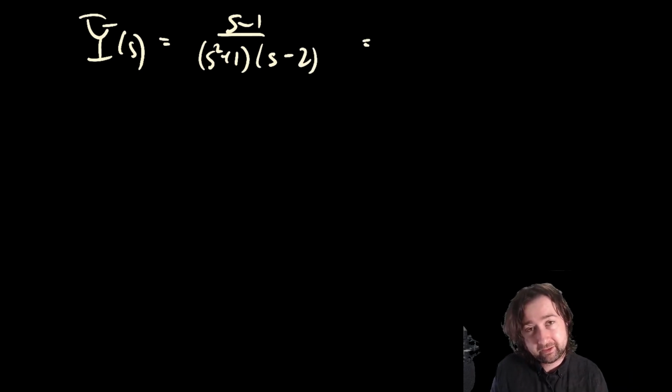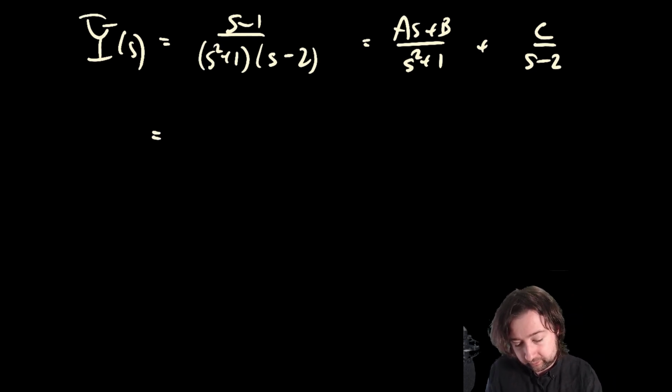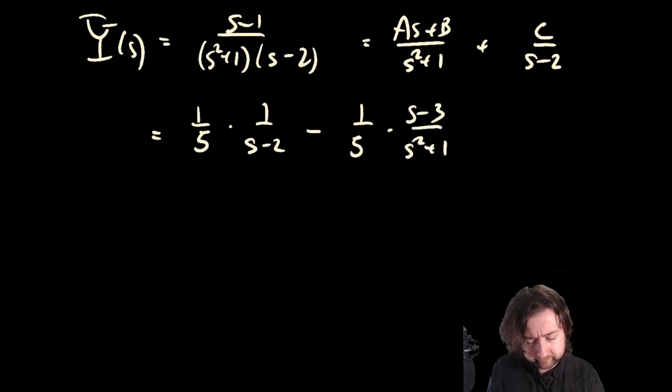Fortunately, I'm a master of partial fractions, and I know that this must be equal to (As + B)/(s² + 1) + C/(s - 2). Now, if you go through the work, this is going to turn out to be equal to 1/5 of 1/(s - 2), and then minus 1/5 times (s - 3)/(s² + 1).